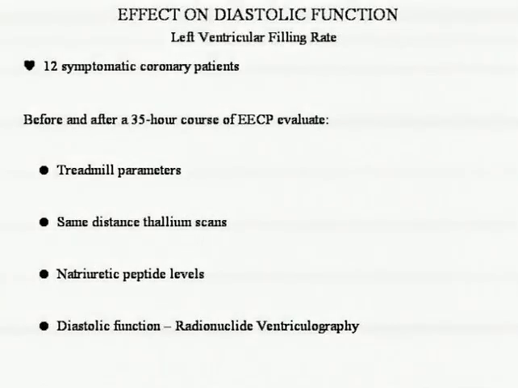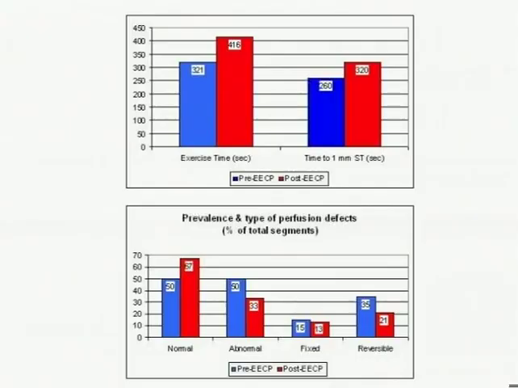So we're going to look at 12 symptomatic coronary patients before and after a 35-hour course of ECP. We look at treadmill time, same distance nuclear scans, natriuretic peptide levels, and diastolic function with a nuclear technique. Treadmill time improves, time to ST segment depression improved, the nuclear scan improved, no surprises there. BNP and ANP, these are proteins elaborated by the heart in response to stress. It is our best laboratory marker of diastolic and systolic function and congestive heart failure. These markers fell. The heart was being de-stressed.